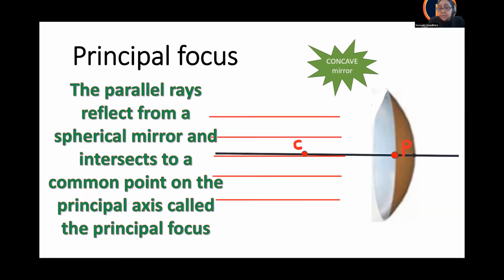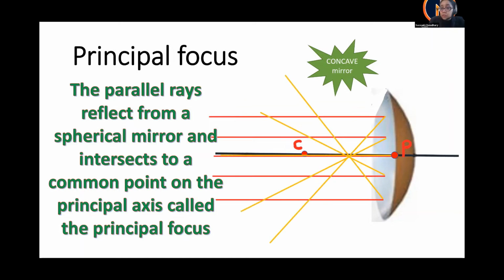Now the parallel rays are just striking the mirror, okay? So they intersect at a specific point. The parallel rays are intersecting at this particular point. We call it the focus, and this is usually designated with the letter F. So we have now understood this is the example or definition particular to a concave mirror.